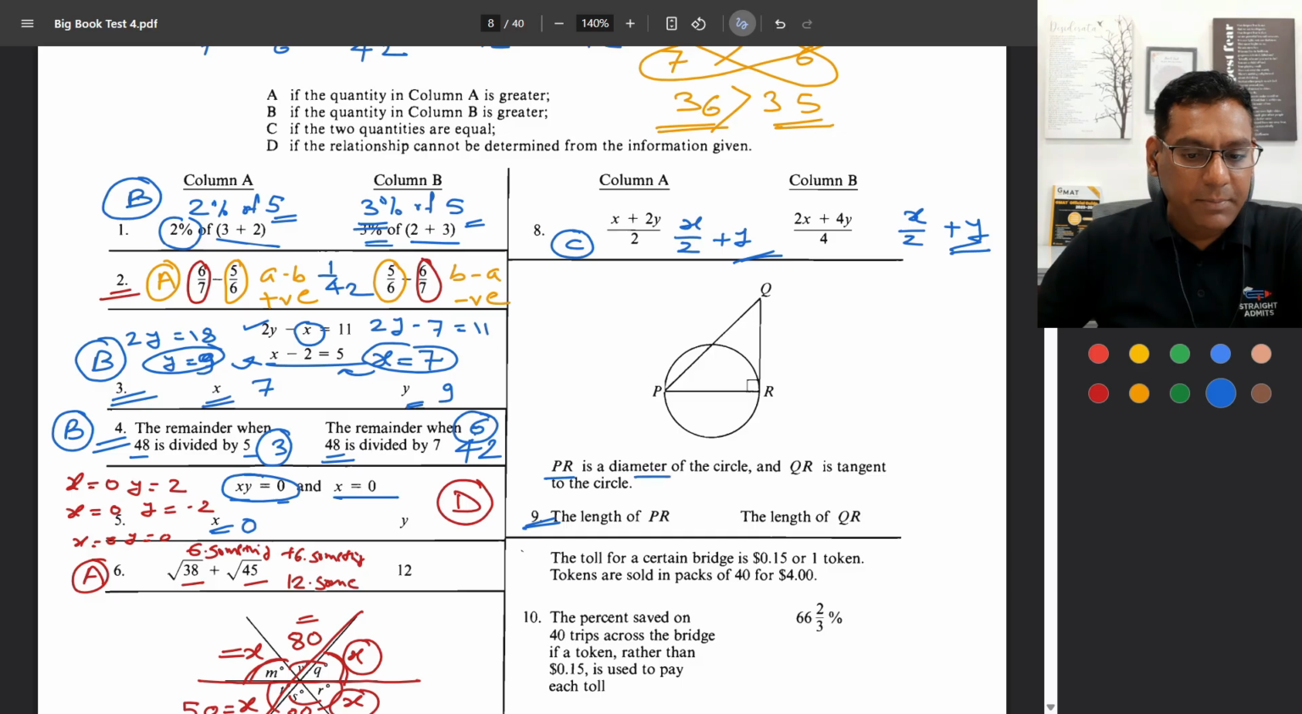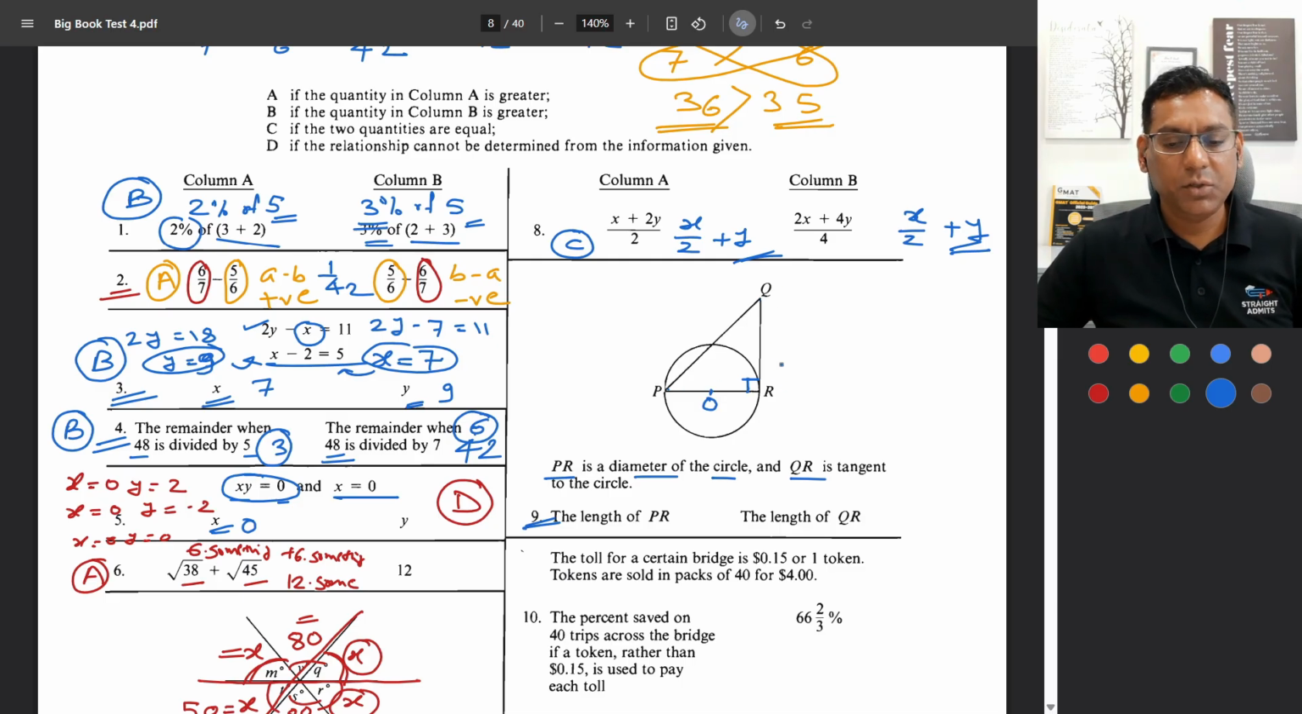PR is the diameter of the circle. Okay. So PR is the diameter. That means the origin is exactly in the middle. All right. And QR is a tangent. So tangents meet a circle at 90 degrees. So this is 90 degrees. How about QR? We just know that it's tangent. We don't know anything about whether PR is equal to QR. How far is Q? That we don't know.